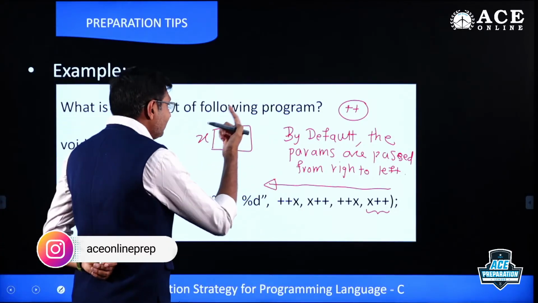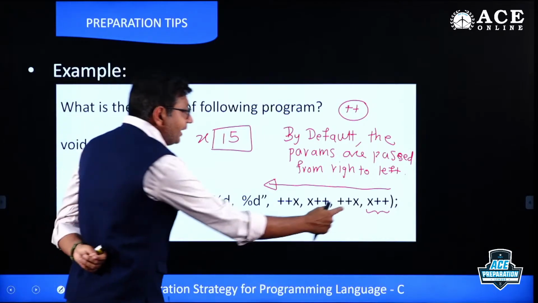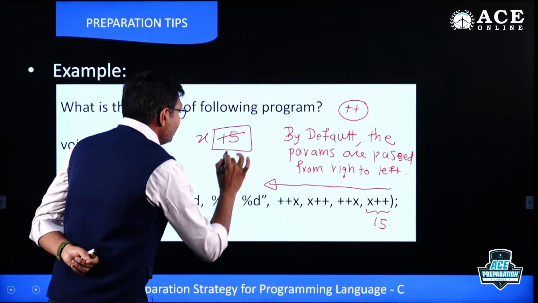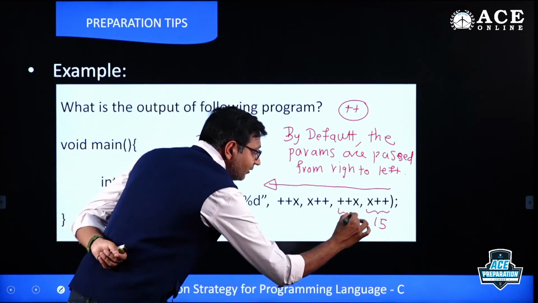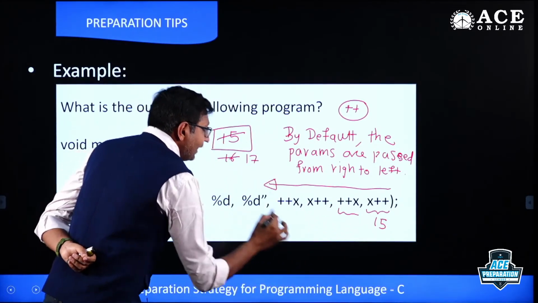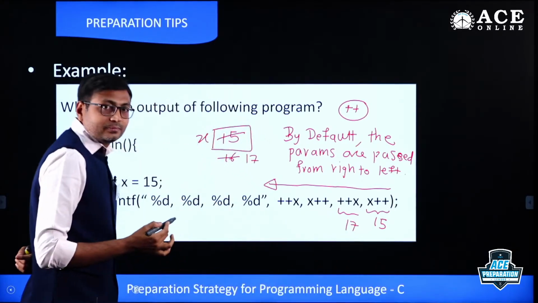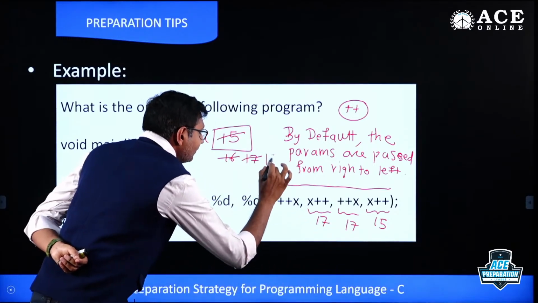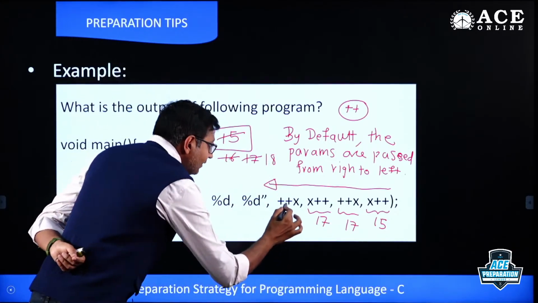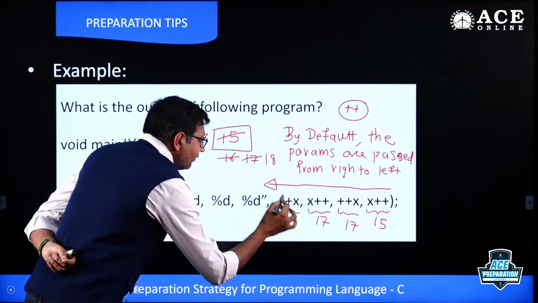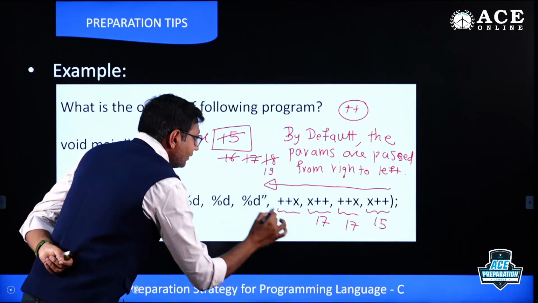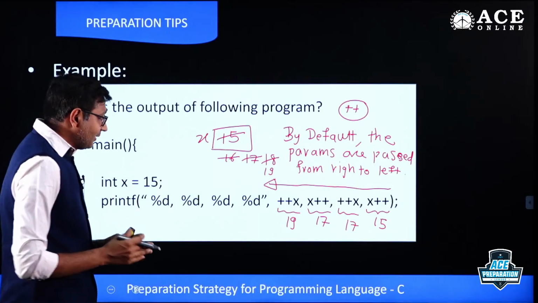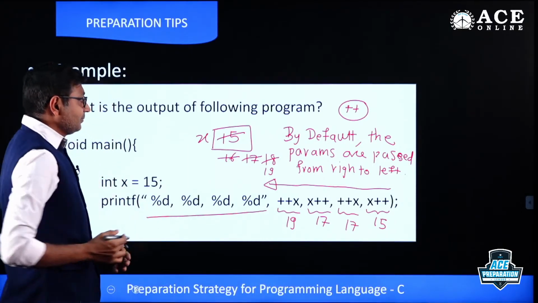I know you know that it increments by 1. So x plus plus means first use the value of x and then increment it. Next statement, first increment it and then use it. Next, first use it and then increment it. And then next one, first increment it and then use it, alright, and then the string is passed.